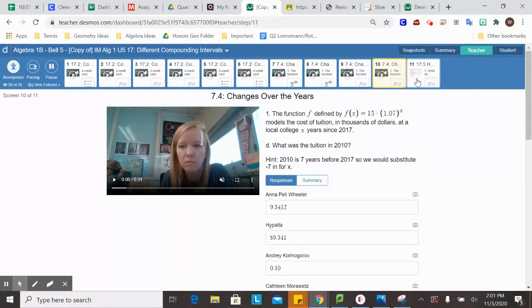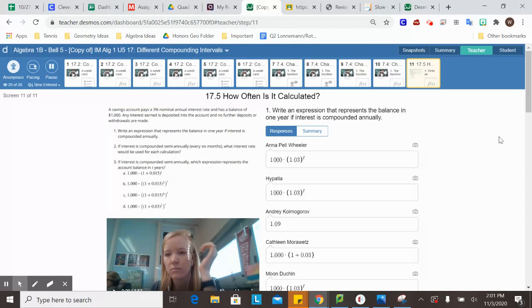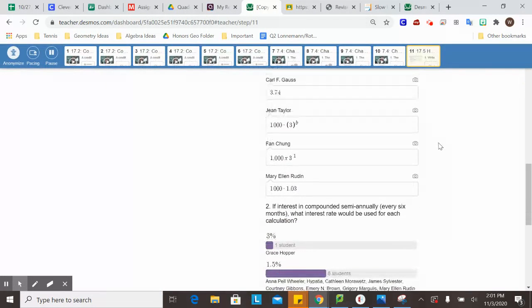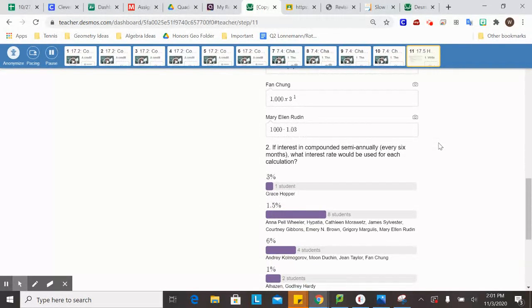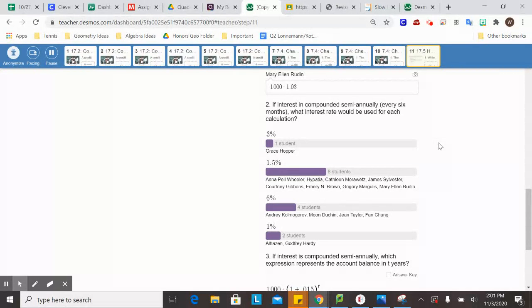I am not going to go over the final slide other than telling you the answers. For number 1, if it's compounded annually, the first answer here is awesome. So that is correct. If interest is compounded semi-annually, so every 6 months, that's twice a year, what interest rate would be used for each calculation? I need to take my 3% and divide it by 2. So it's 1.5% when it's every 6 months, because that's 2 times a year. So 3% divided by 2.